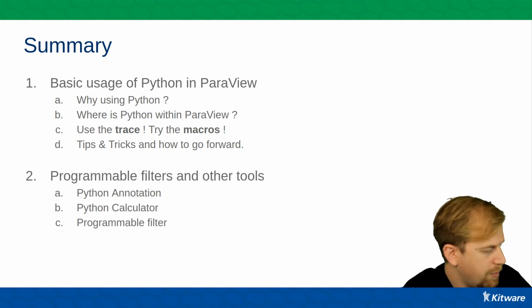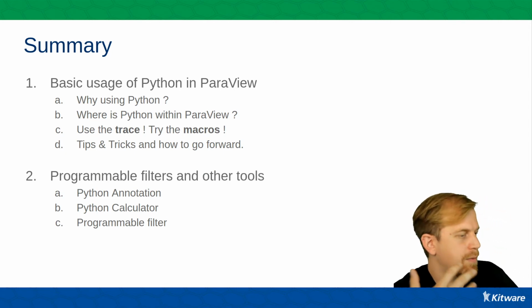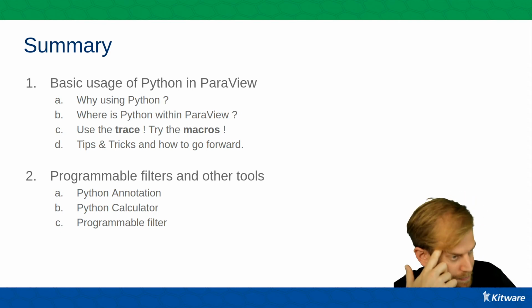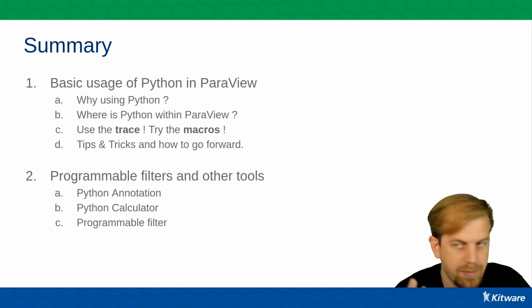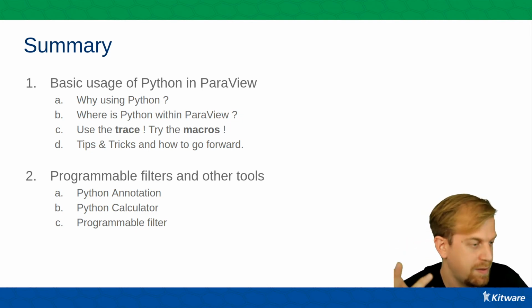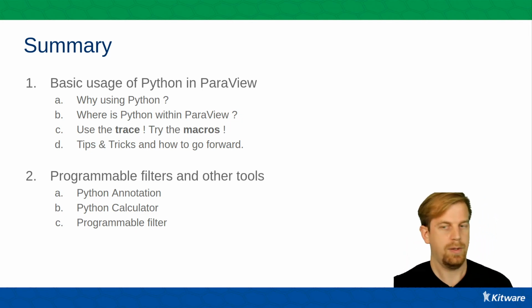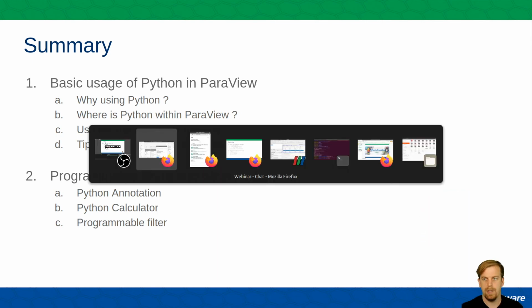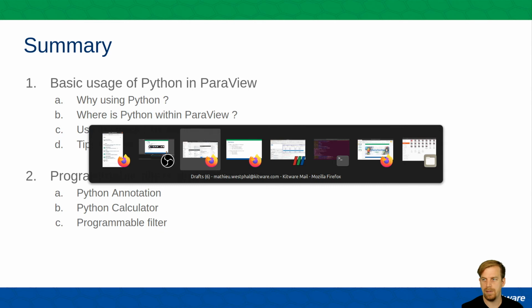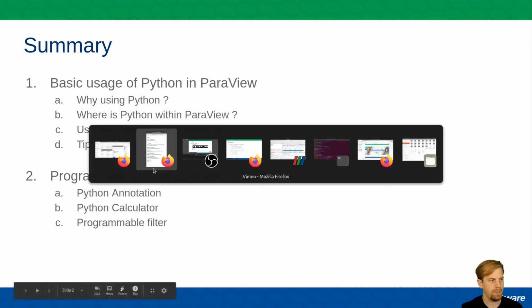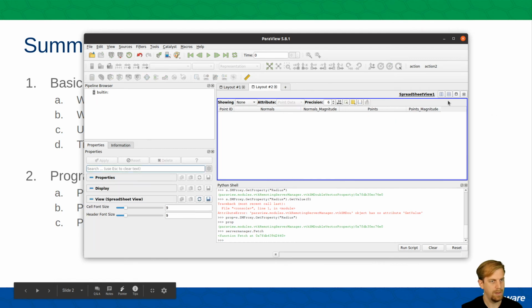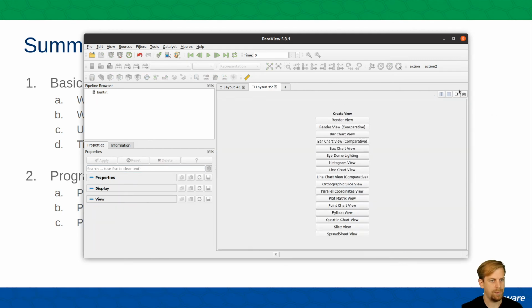With VTK Python, basically you can use VTK filters or even write VTK filters directly in Python. This is something that is available in ParaView, and it is available in multiple ways. The first way is a Python annotation. The Python annotation is a very powerful tool.